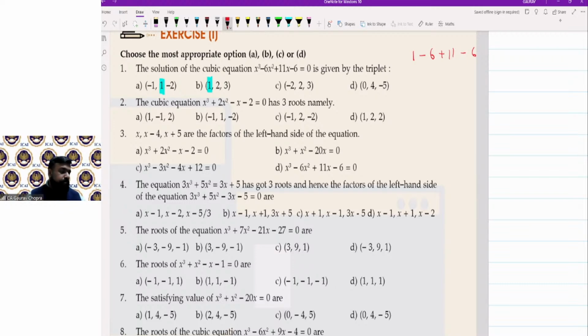Aditi is asking about exercise H. No, first we are doing exercise number I. After that we will do H. Okay.